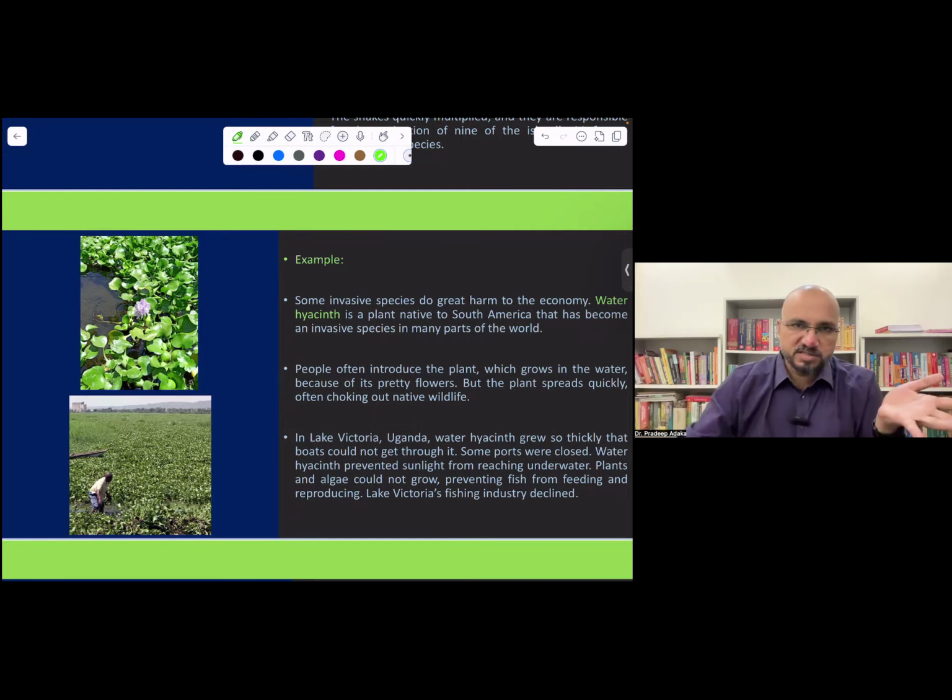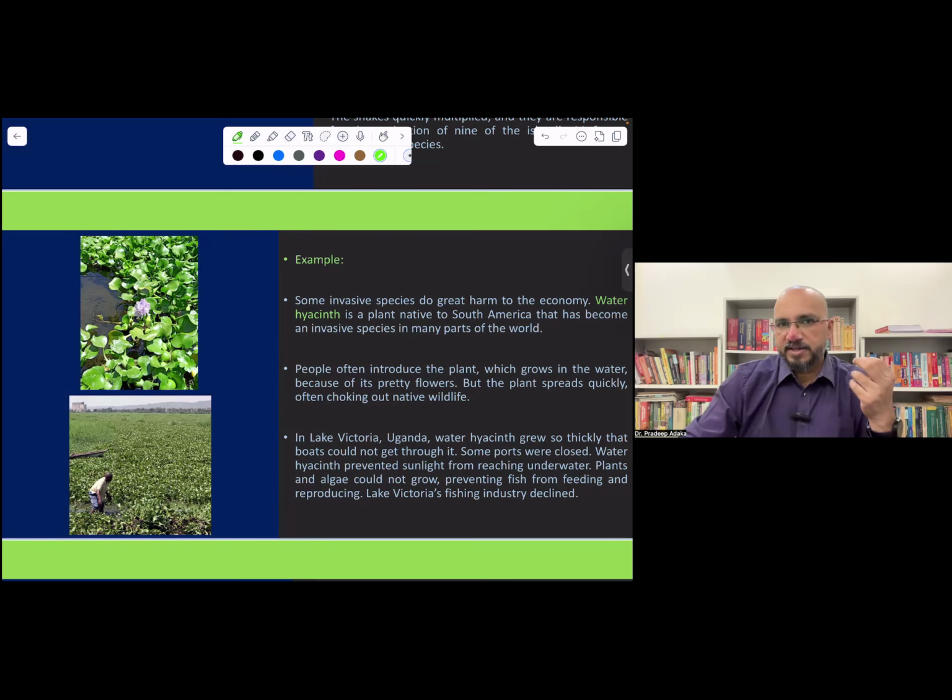So our ponds were not pretty looking, I guess. So they wanted to introduce this plant with beautiful flowers. Okay, and the vegetation covered the surface of the ponds. The main intention was to beautify or to improve the landscape, the scenic beauty. But later on, it became a nuisance. So it became an invasive species.